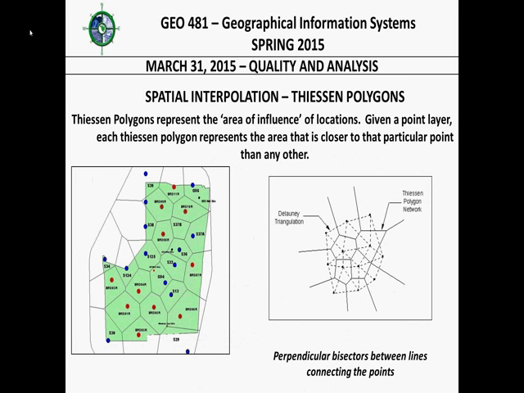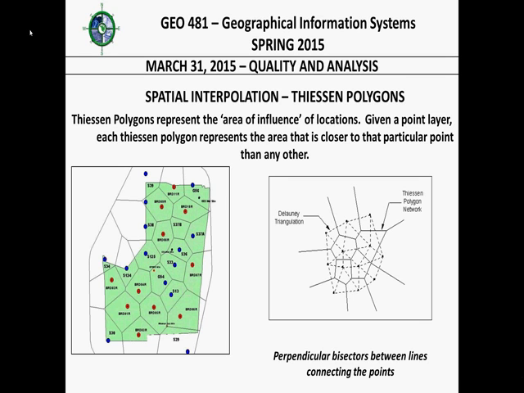Okay, now. Another spatial interpolation is called a Thiessen polygon, or an area of influence polygon. So given a point layer, each Thiessen polygon is the area that's closer to that point than any other point.